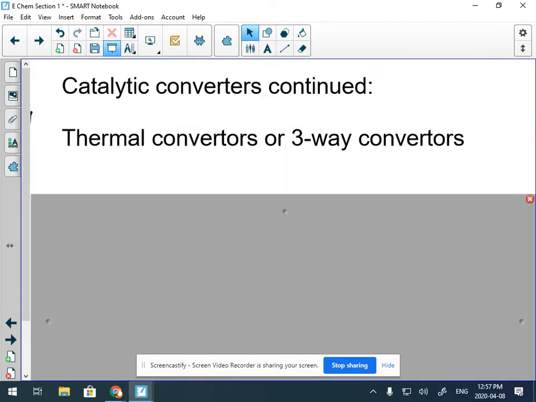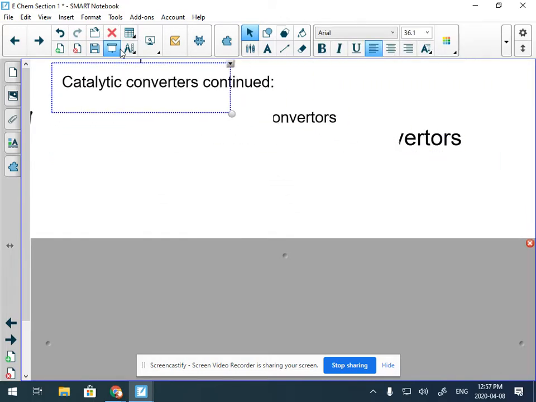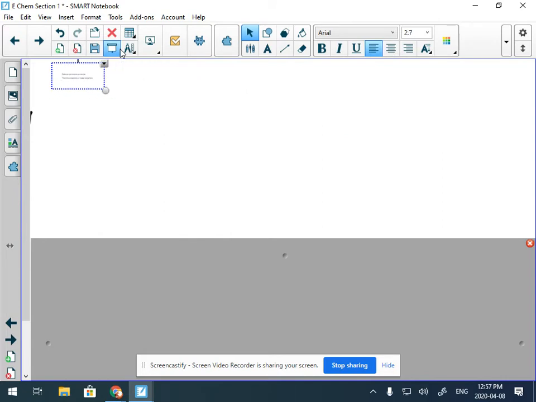So we're not going to do a thermal converter. We're going to be doing the lead burner type. So I'm just going to get rid of this and pretend this was never here. And we're just going to go through how the catalytic converter uses a little bit of chemistry to make it work.